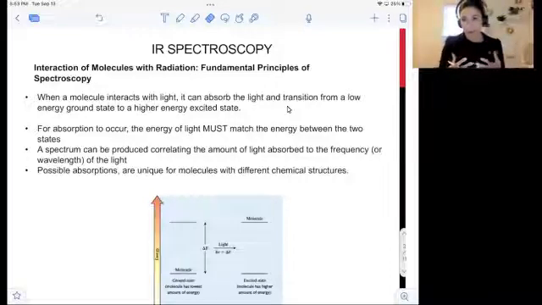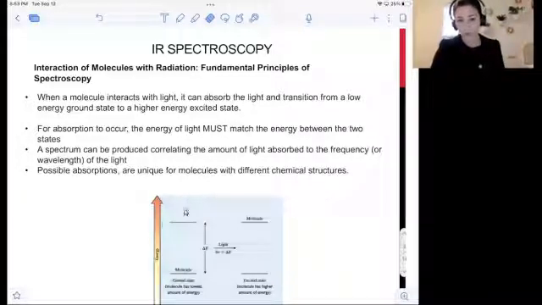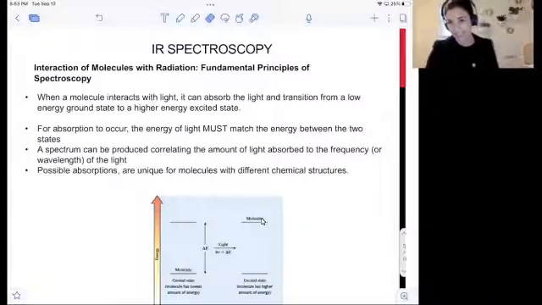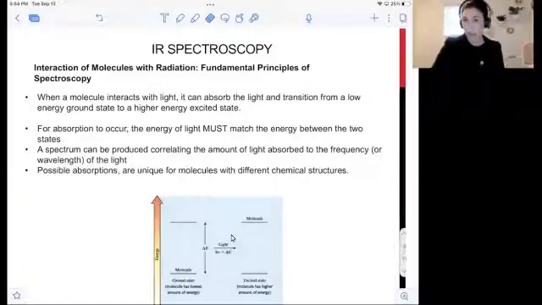When we think about the interaction of light with our molecules, we can imagine that the molecule is in its low energy ground state. Upon exposure to light, the molecule can enter a higher energy excited state. In order for this transition to happen, it's very important that the exact energy of this light matches the precise energy gap between the ground and excited state.